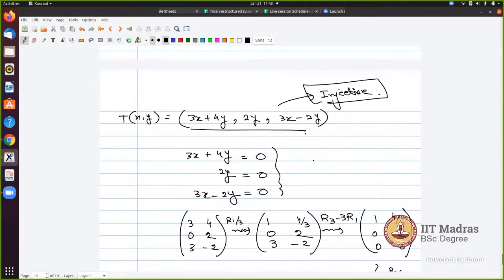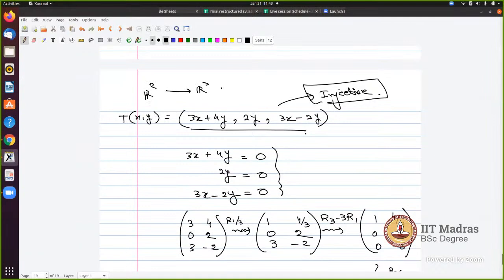If the determinant of the solution matrix is non-zero, then we can say that it has a unique solution and it is injective. Like that, is there any way that we can say that it is surjective or not? Exactly. So this is from R2 to R3.